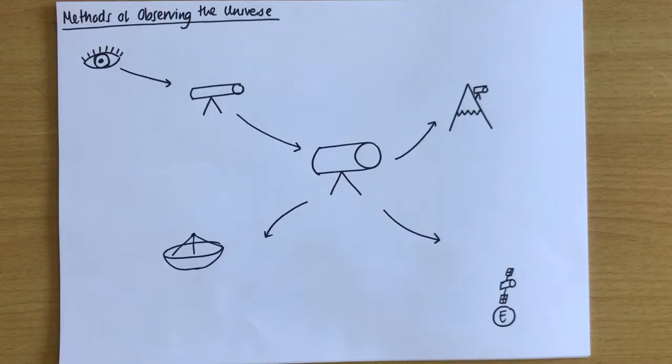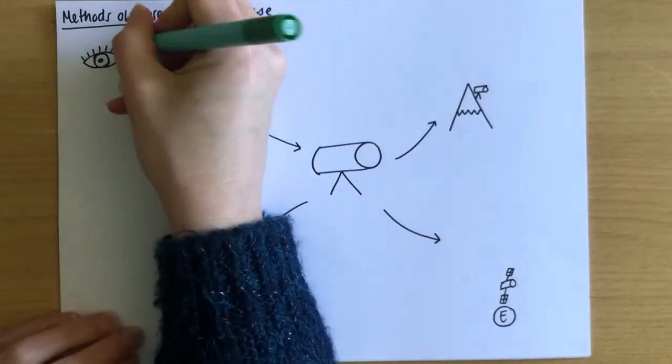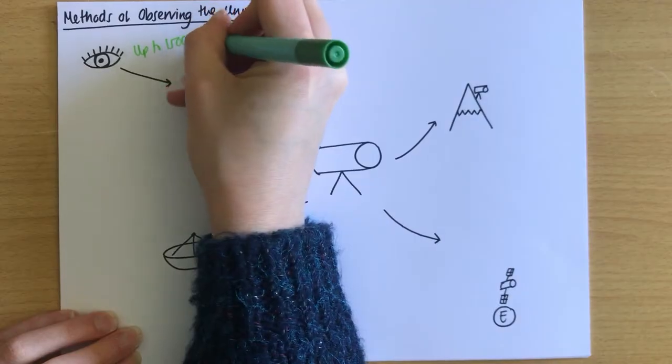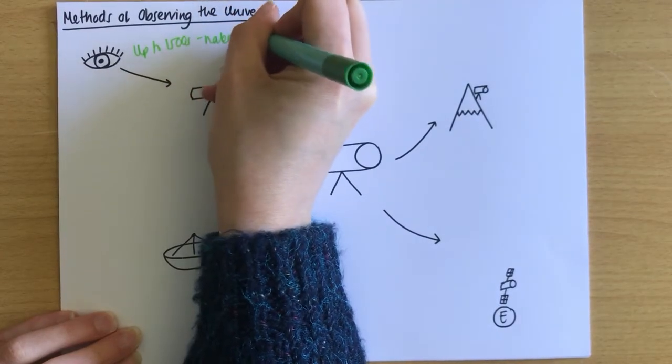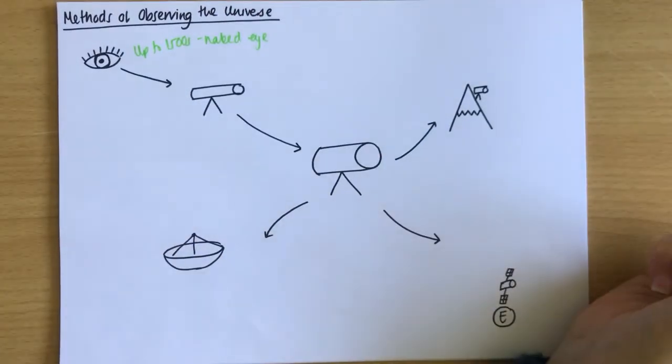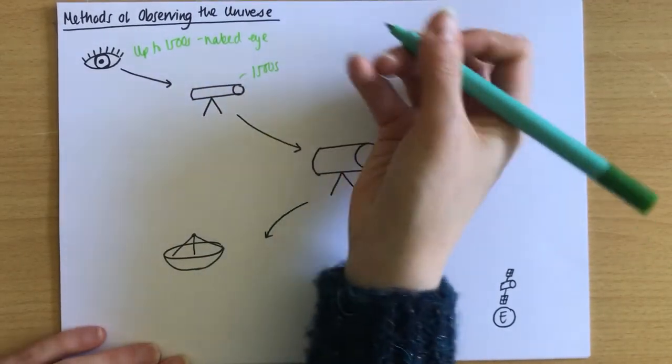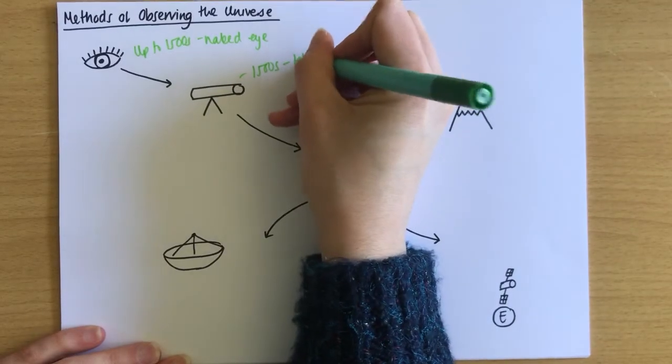And on my very brief, which is not brief because we're now over half an hour, look at astronomy, we've got one more topic, and that is methods of observing the universe over time. So we start off until the 1500s with naked eye astronomy. All we could do was observe what we could see with our eyes. But then in the 1500s, we start to get telescopes.